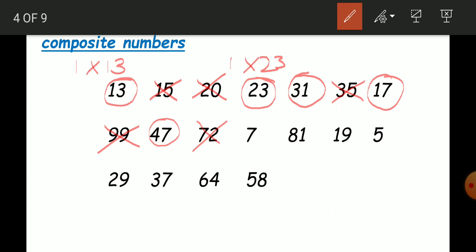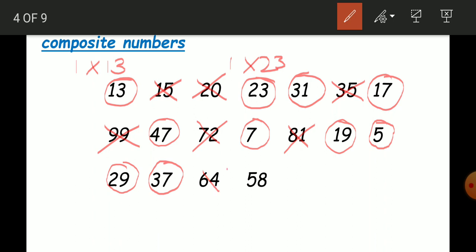7: 1 7 is 7, so that is a prime number. 81: 9 9s are 81, so that is a composite number. 19 is a prime number. 5 is a prime number. 29 is a prime number. 37 is also a prime number.